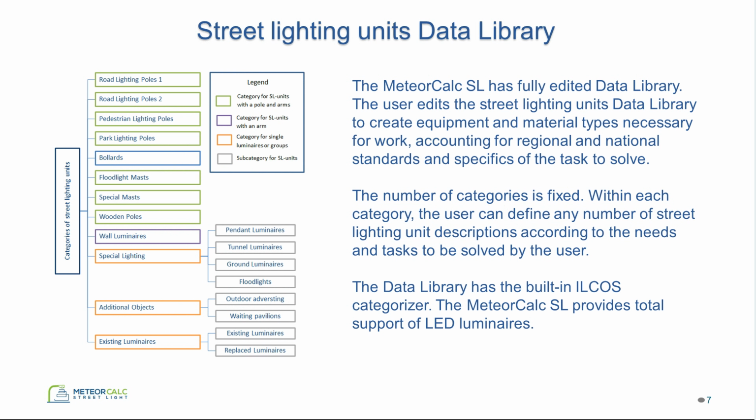Data of street lighting units are stored in the data library. You can create and edit descriptions of street lighting units according to your needs. The data library has 12 categories to accumulate data. Within each category, you can define any number of street lighting unit descriptions.